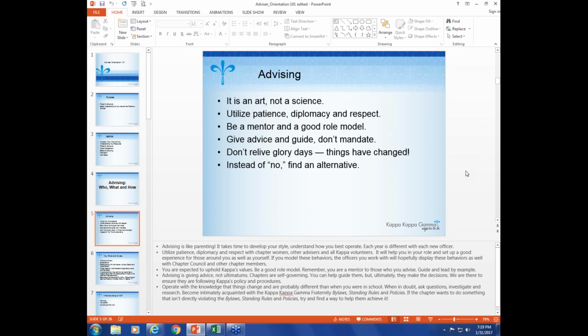And instead of just saying to your advisee, no, we can't do it that way, work with her, find an alternative. Go to the documents, go to the bylaws, the standing rules, the policies, and all these great things that are on the website, and find an alternative. Figure out what the purpose of what it is that she's wanting to do, and then see if you can figure out a way to maybe do that in a different manner.